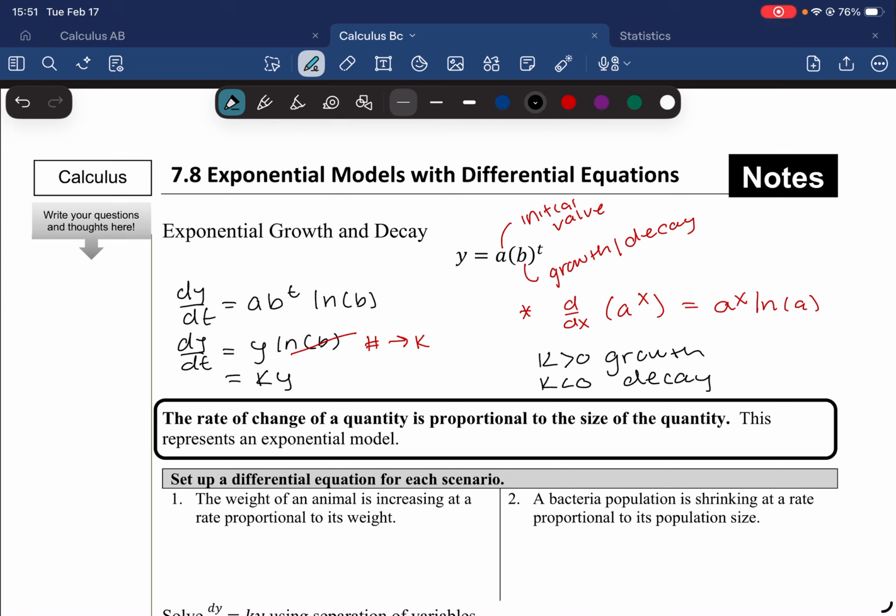So it says the rate of change of a quantity is proportional to the size of the quantity. So anytime you see quantity, that is just talking about the y value, or whatever value correlates to the problem. So it might not always be y. We could use the variable w, the variable p, etc.